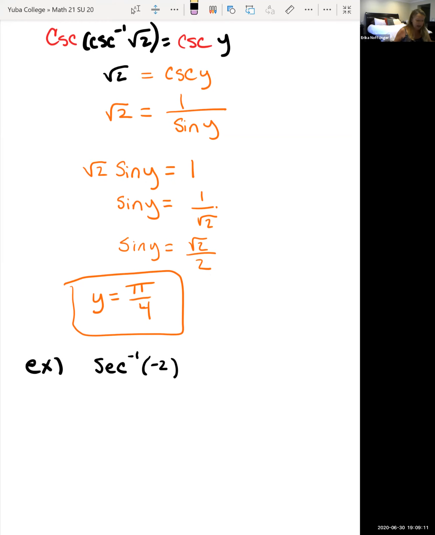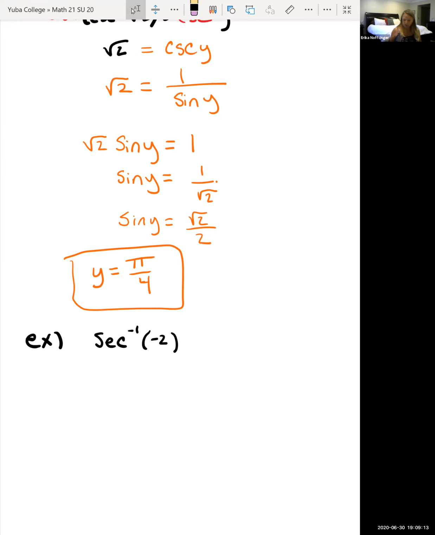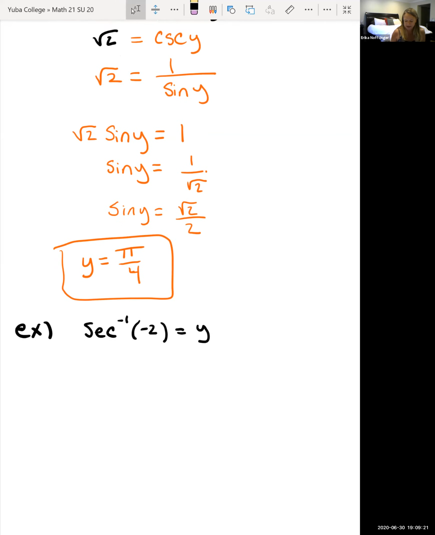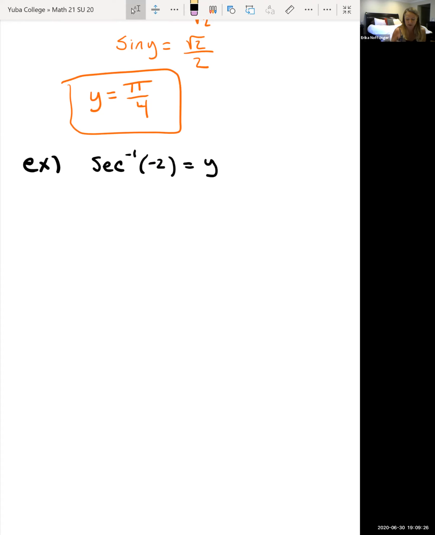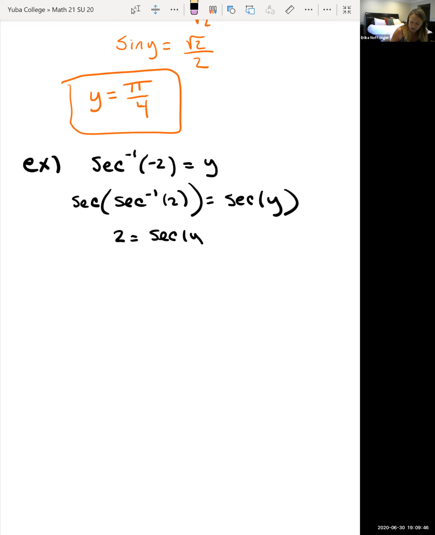So find the exact value of each expression. You should be able to do this without a calculator. We can say this is equal to y. We're trying to figure out what y is. We can rewrite this in terms of sine or cosine, but let's first take the secant of both sides. If I take the secant of secant inverse, that cancels each other out and will just leave me with 2. But if I do something on one side, I got to do it to the other side of the equation. So we get 2 is equal to secant of y.